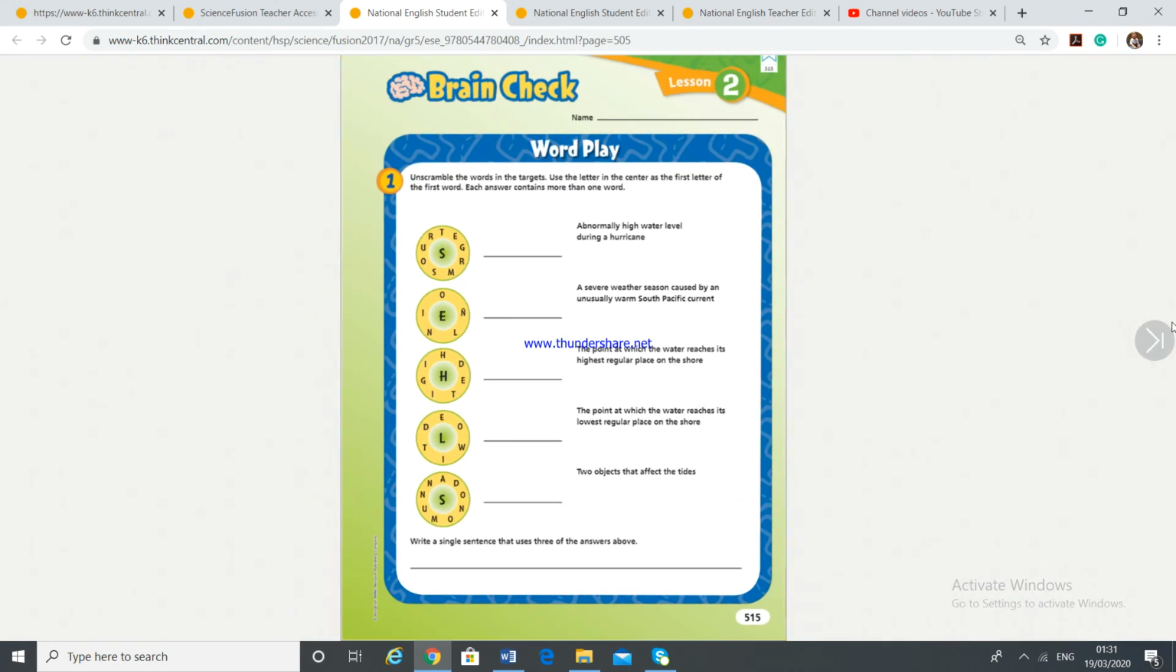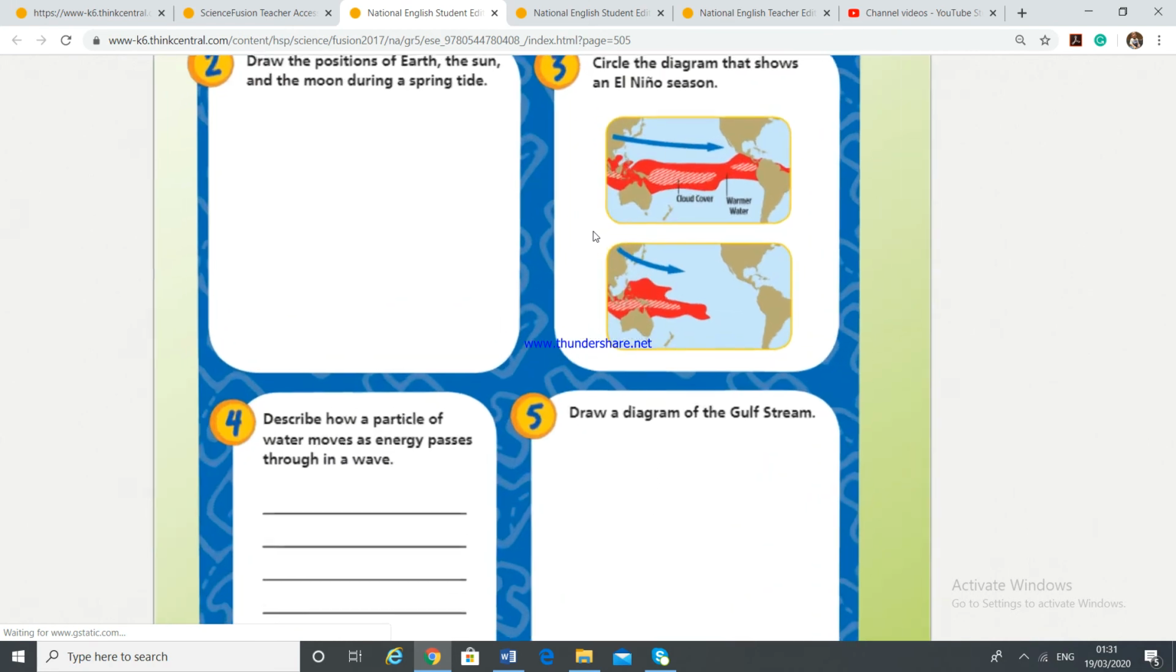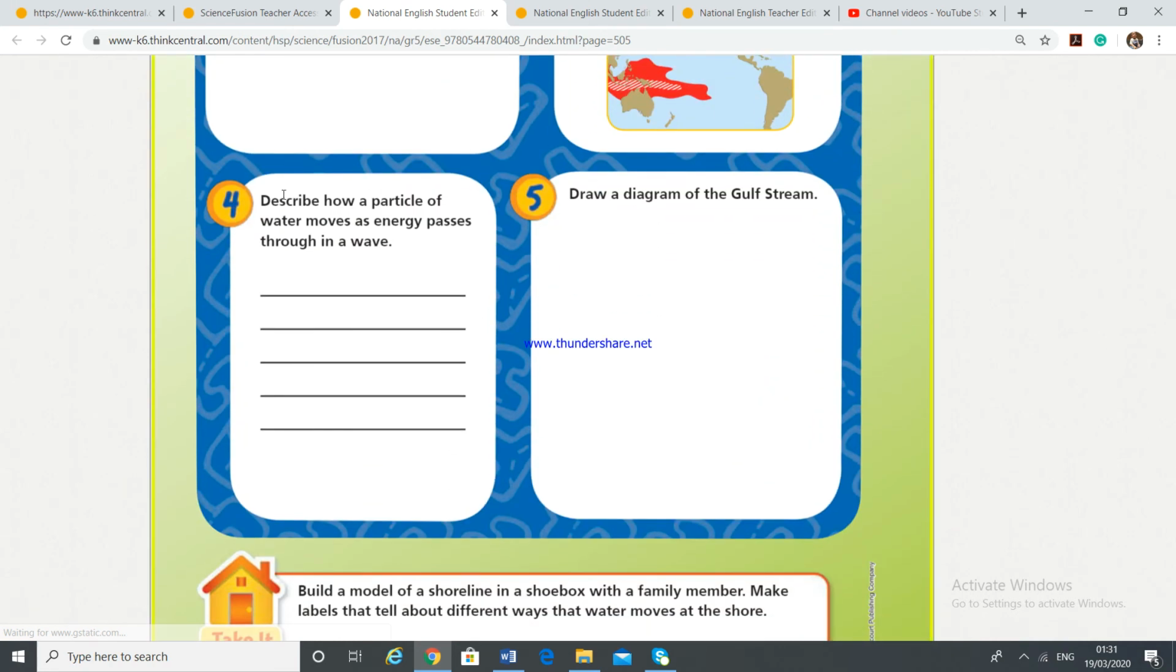Now coming to apply concepts. Here, these are very important ones to know. Describe how a particle of water moves as energy passes through the wave. What particles are present in water, how are the particles moving? They move in a circle and return to their original place. So that's the reason the waves go like this and like this and like this. So the particle moves in a circle and returns to its original position.